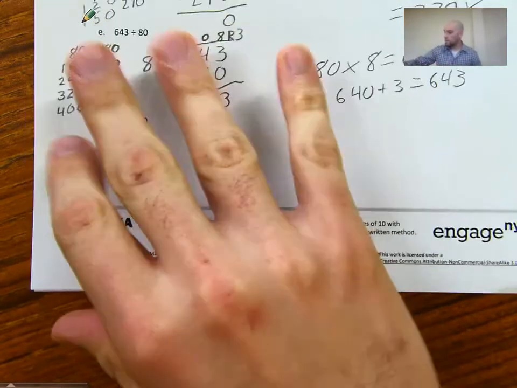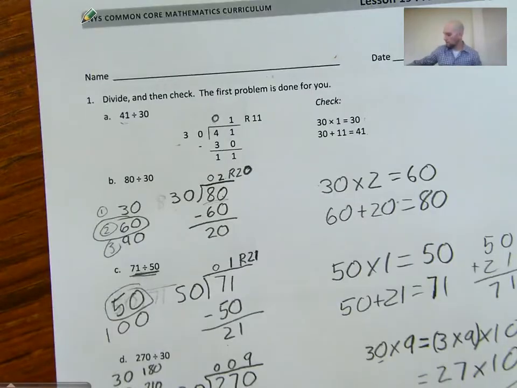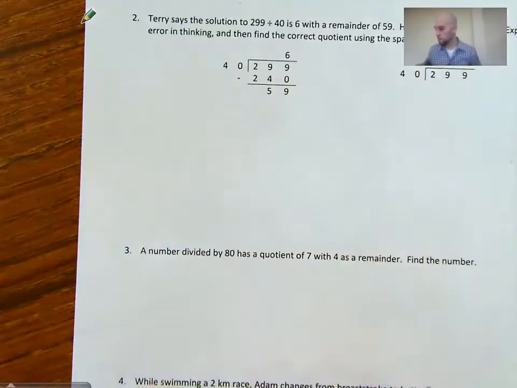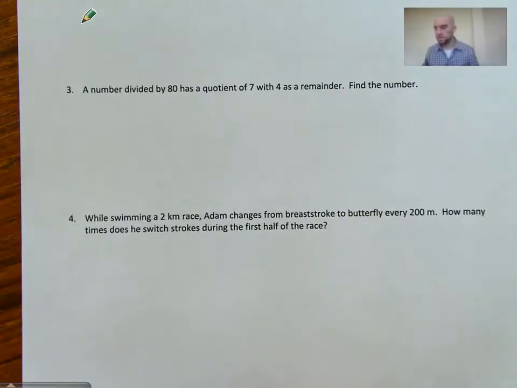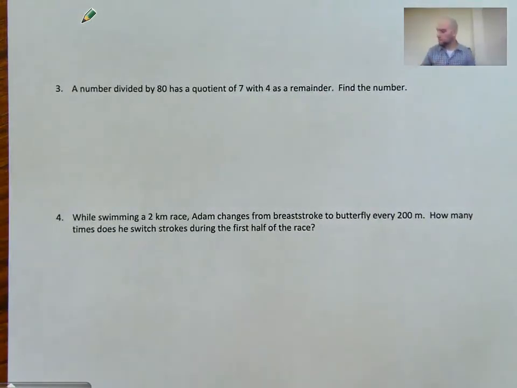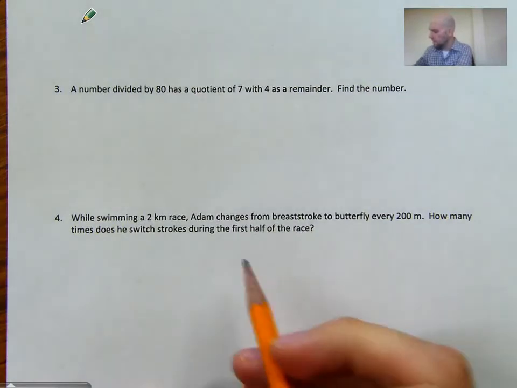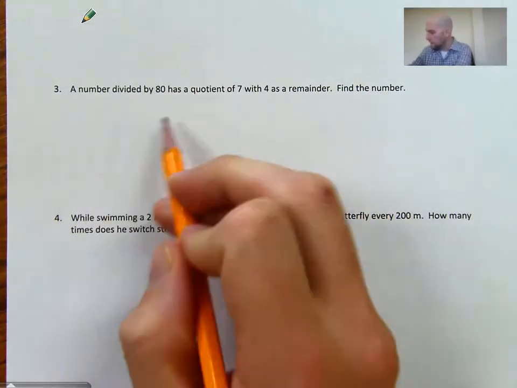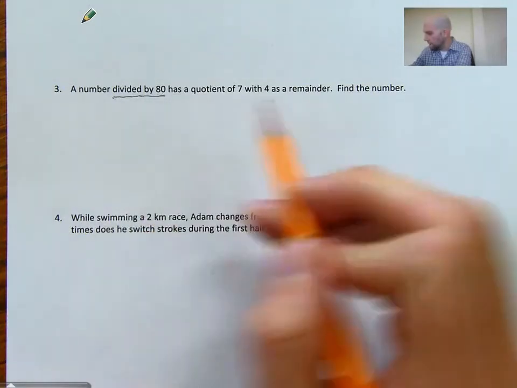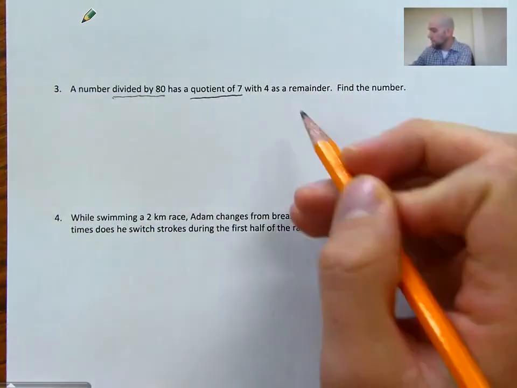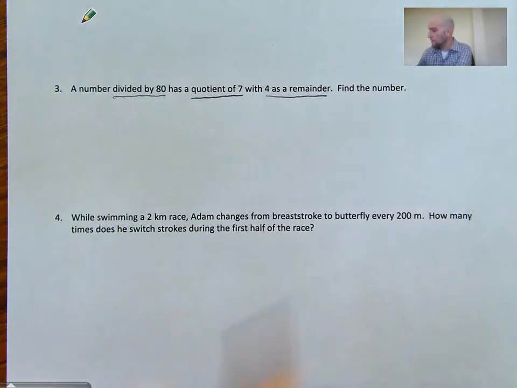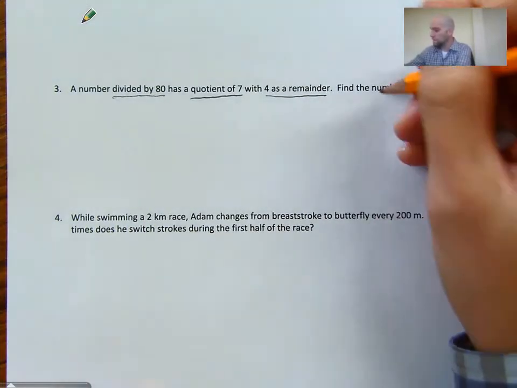All right, so let's try a word problem here. And I think we're going to try this number 3. I like the way that they did this. It says a number divided by 80 has a quotient of 7 with 4 as a remainder. Find the number. So we have a lot of words here we want to keep in mind. A number divided by 80, with a quotient of 7, 4 as a remainder. And we want to find what the number is.